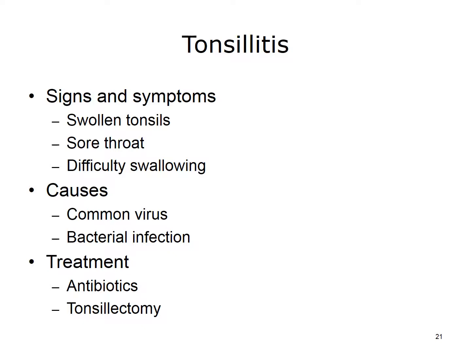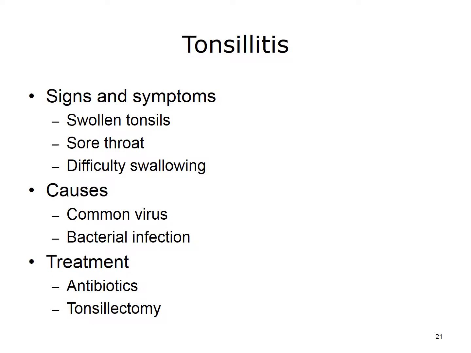Another problem that affects the lymphatic system is tonsillitis. Tonsillitis is the inflammation of the tonsils. The tonsils are two oval-shaped pads of tissue at the back of the throat. There is one tonsil on each side. Signs and symptoms of tonsillitis include swollen tonsils, sore throat, and difficulty swallowing.